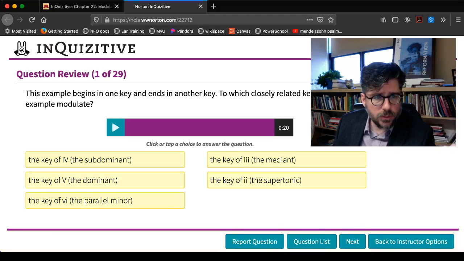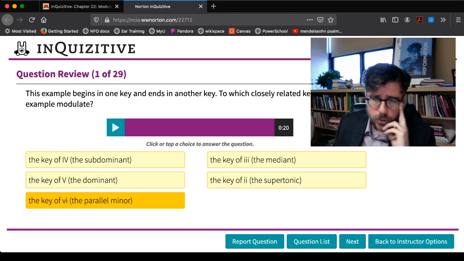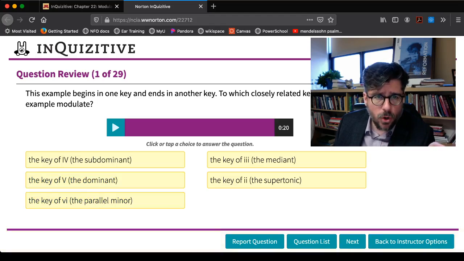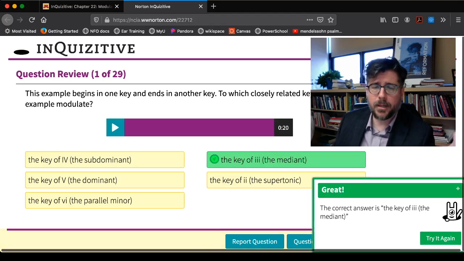That eliminates these two for sure. And I don't hear it moving to the parallel minor. I hear do, mi, so, mi, do, mi. That's my new tonic. I really think that it's this. Let's find out. And it is.